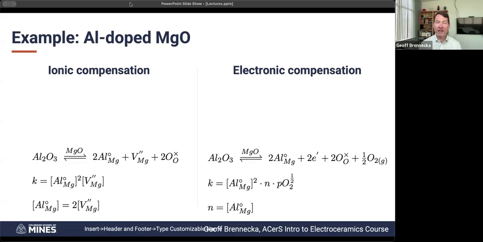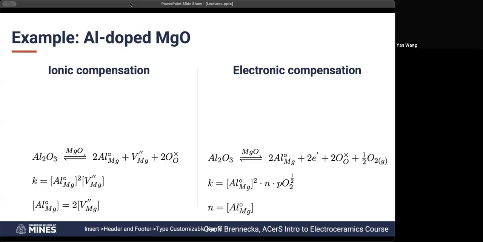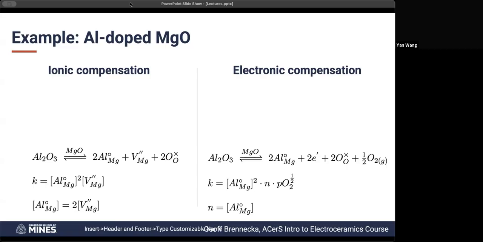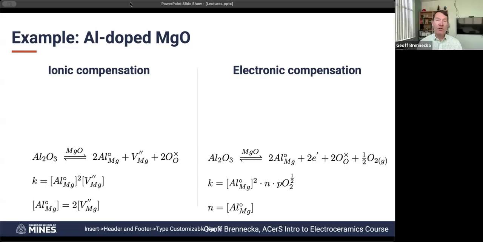So aluminum is a 3+ cation going in, replacing a 2+ cation. How do you compensate that? So one possibility is that it's ionically compensated. That simply means that when you put a 3+ on a 2+ site, you've got an extra positive charge around somehow. So if it's ionically compensated, that just means that you're using ions to compensate for that charge. Very, very simple. Electronically, you're using electronic charge carriers, so electrons or holes. There's no right or wrong. There's no, this one is always going to happen and this one's never going to happen.